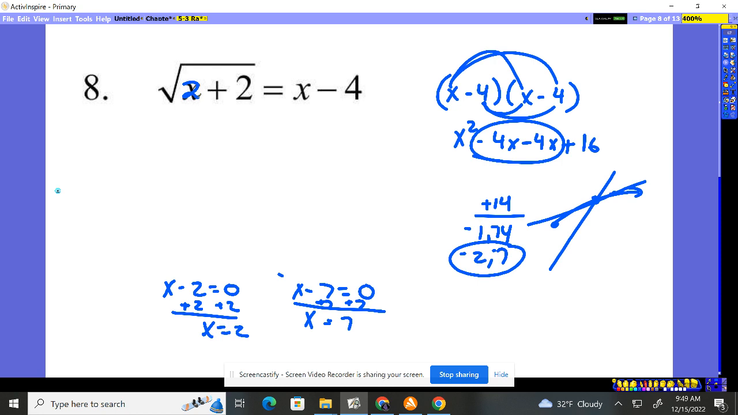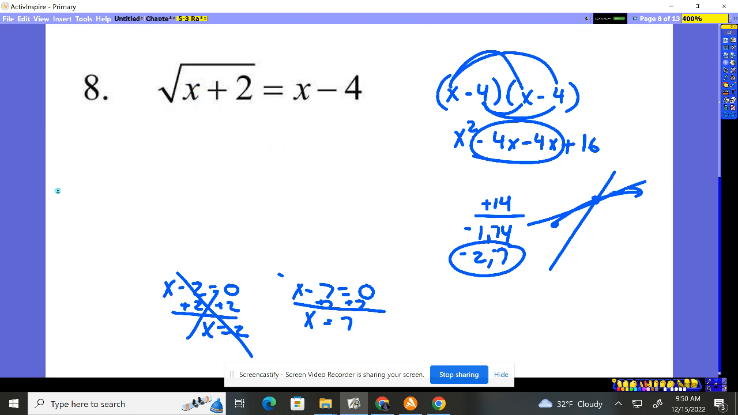2 plus 2, that's easy enough. Square root of 4, 2. 2 minus 4, though, wait a second. 2 minus 4 is negative 2. 2 does not equal negative 2. 2 doesn't work. It's an extraneous solution. Now, that tells me more than likely that 7 is going to be beautiful.